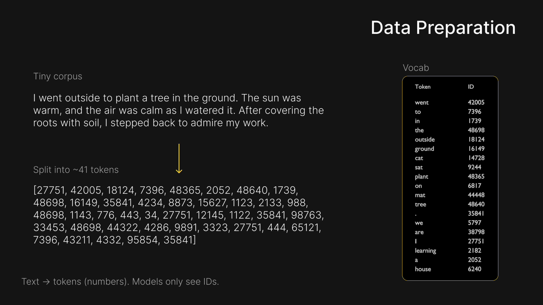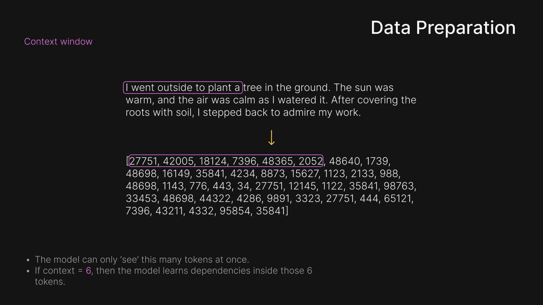And so the next step is that we define a few things. Firstly, we define a context window. A context window is simply the amount of tokens that a model can see at any given time. And in our case here, the context window is 6, meaning that we have 6 tokens here in scope. As you can see in the paragraph, we've got "I went outside to plant a", and in the token representation, the actual thing that the model processes, will be these 6 numerical values.